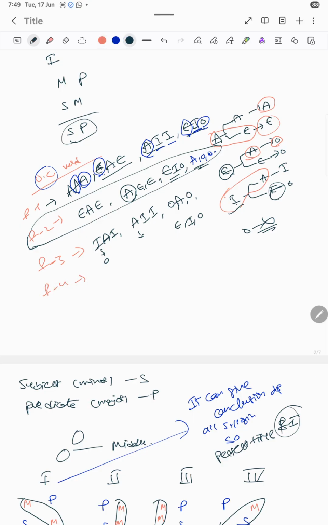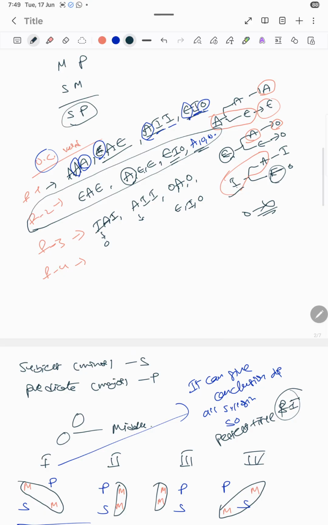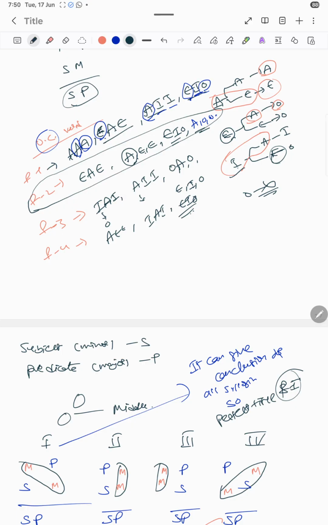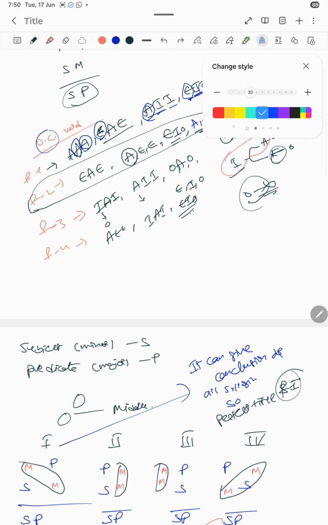And figure 4, first one, let us start with AEE, IAI and EAO. Since we don't have any possible combinations for O, what we are going to take is non-repeated terms. AAA is repeating, so we are not considering that. So instead of that, what is non-repeating?